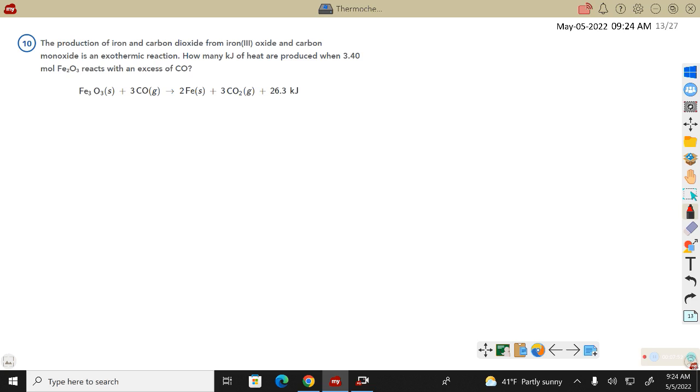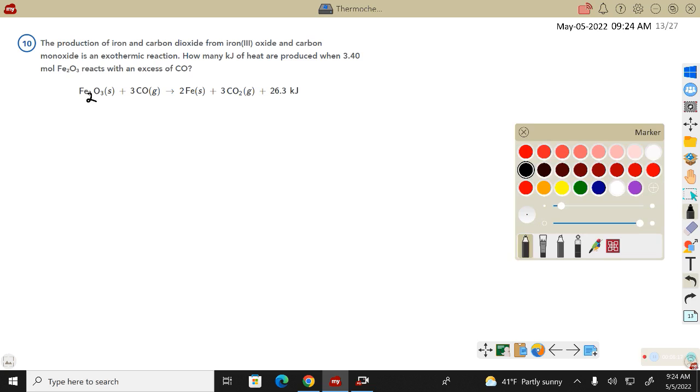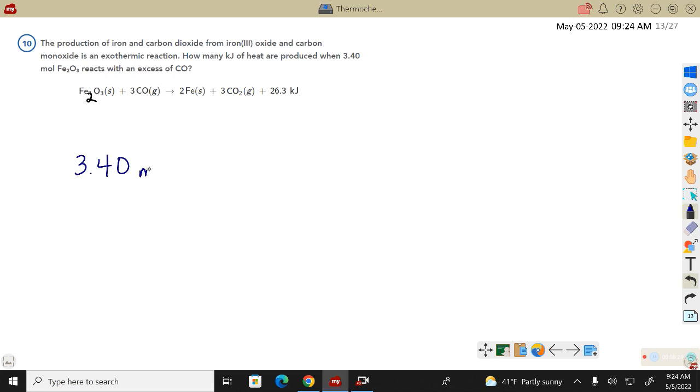Got that reaction with the iron oxide. Oh, let's see, what do we want to do here? How many kilojoules of heat are produced when 3.4 moles of iron oxide react with an excess of carbon monoxide? Which, not that it changes anything, this is Fe2O3. All right, so let's see what we've got here. We start with the quantity that we're given. The number I'm given is 3.4 moles of Fe2O3.